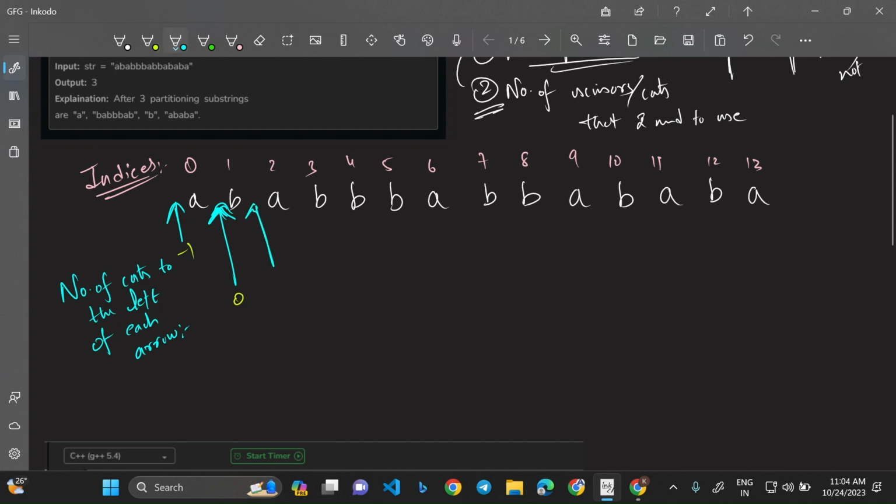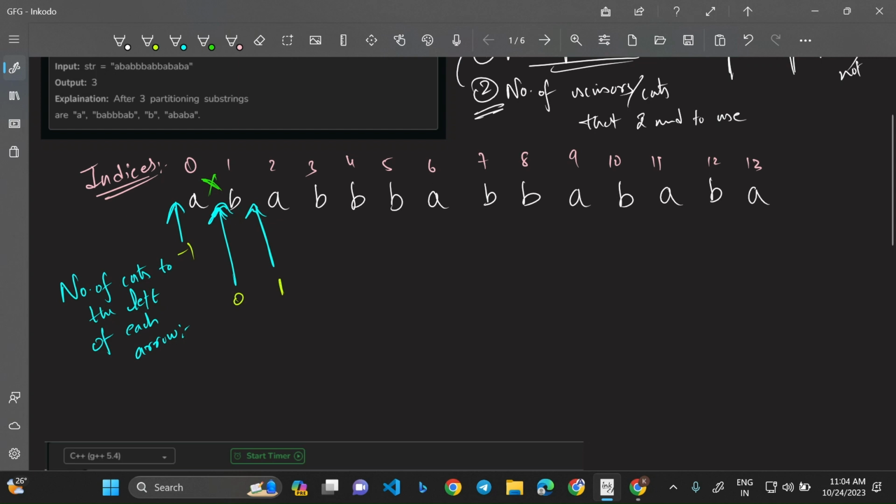Now come to this particular point. To my left, I have B, and I need to decode the number of cuts so that I can include the character to the left of this arrow, that is B, into a palindrome, and the other part is also a palindrome. Can I include B with A? No, AB is not a palindrome. So I need to make a cut here so that I get a palindrome here and a palindrome here. So the number of cuts is 1.